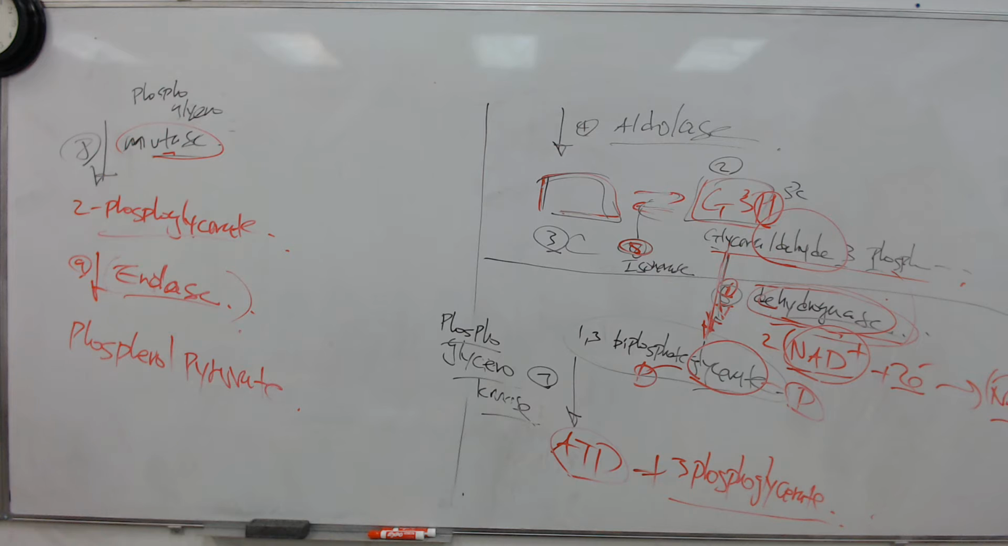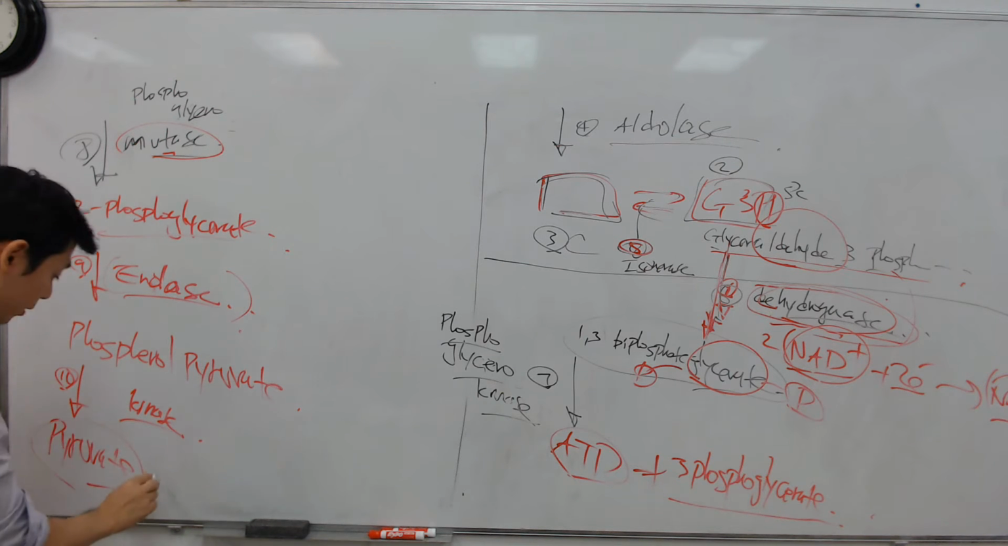And then step 10, I think this is also one of the kinases. I think this is pyruvate kinase, if I'm not mistaken. The resultant is pyruvate at the end. That's the end of it. That's a 10-step process, with the ATP.